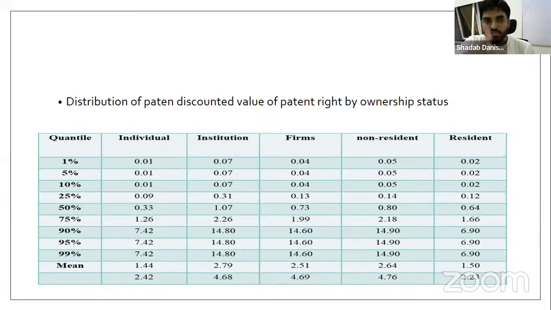Looking at this quantile breakdown, it tells you that a large number of patents have no value, zero value, or very little value, whereas the value of patents is concentrated in only a few. This means the value of patents is skewed and concentrated. In a skewed distribution, only a few patents are blockbusters and the rest are either frivolous or have no value.